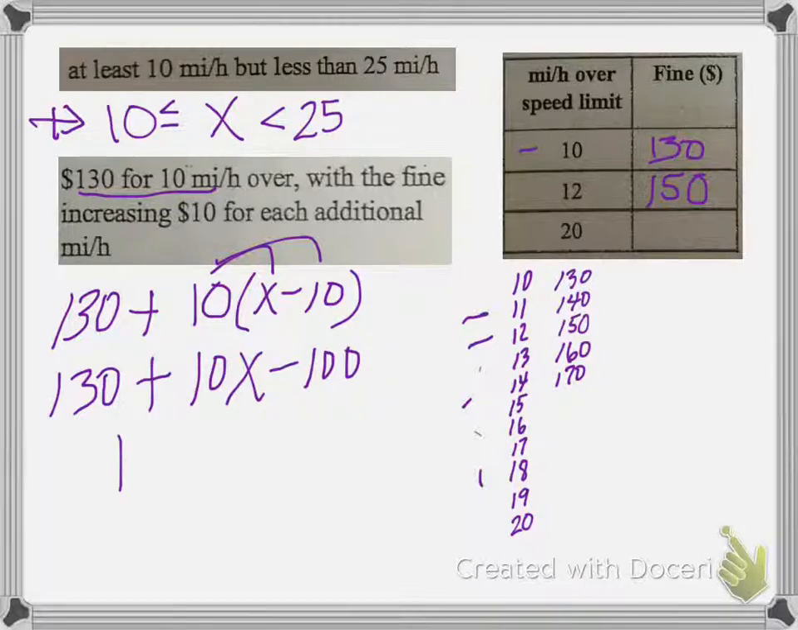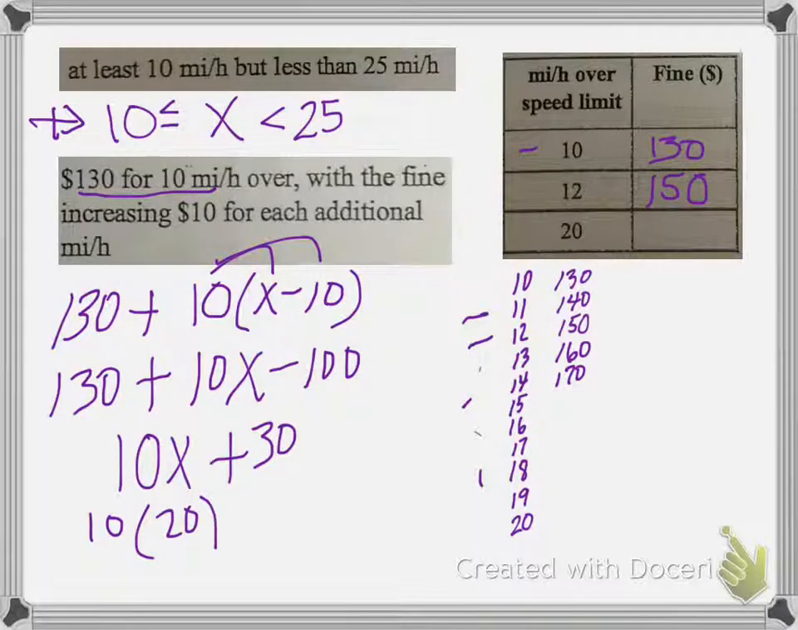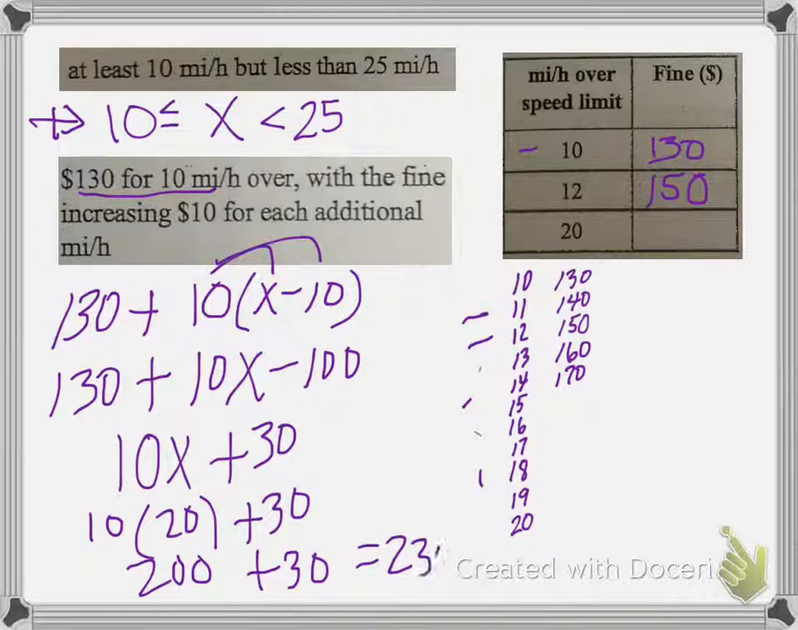When we combine our like terms and put it in descending order, 10x plus 30 is our equation. So we want to determine where does it stop. Well, it stops at 25. So we're going to go ahead and actually solve the 25, and we can solve the 20 for our table as well. So we substitute 20 in for x, and we see 10 times 20 plus 30. 10 times 20 is 200, plus 30, that's $230. So we now have that for the table.